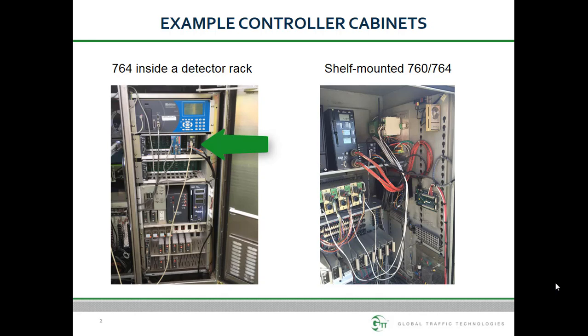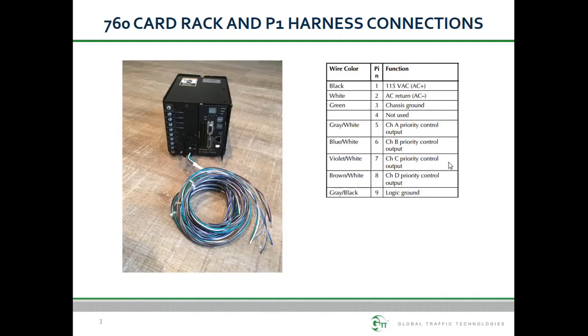phase selector. However, there are some applications that require shelf-mounted cabinet components, whether within older TS1 cabinets or within agencies that require a separate preemption cabinet for housing the Opticom 764 phase selector. In these cases, the 760 card rack would be required. When the 760 is used, the P1 harness is of particular importance.